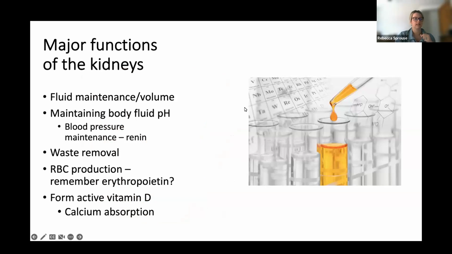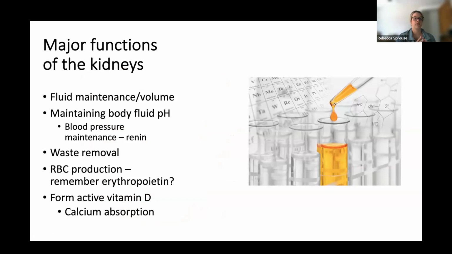Major functions of the kidneys. Okay, so fluid maintenance and volume. We talked a lot about the cardiovascular system, and if you can recall, I said that a lot of the blood pressure maintenance and homeostasis and fluid volume of the body will also be attributed to the kidneys. So we're going to get into that quite a bit.